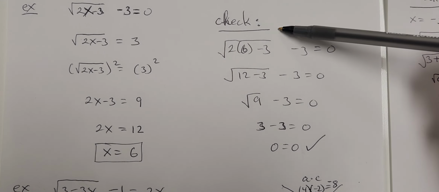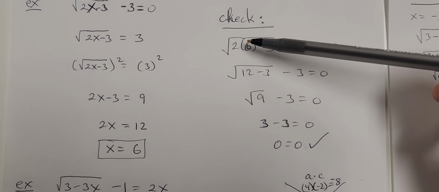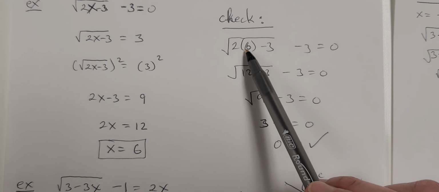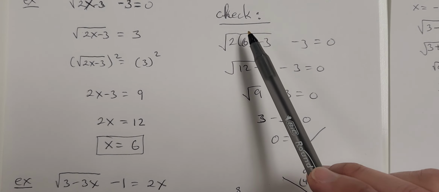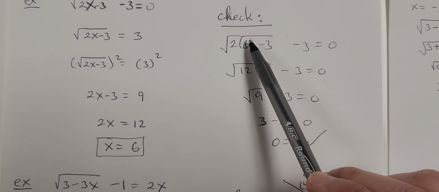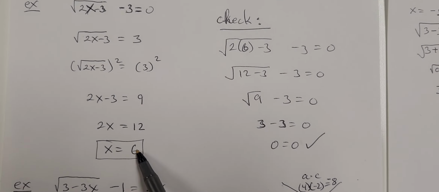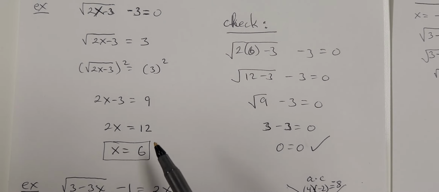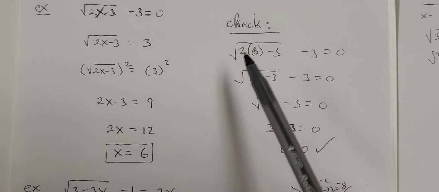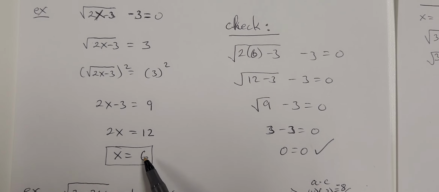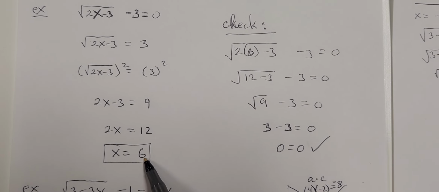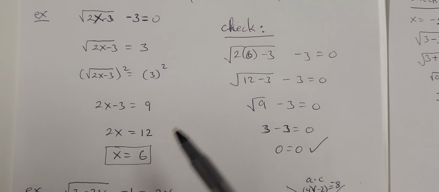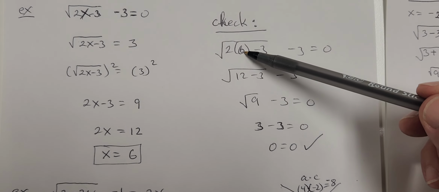So here's my check. Here's the original equation. This used to be an x, so I plug 6 in. Where did I get this 6? It's from the solve. Now I want to make sure that this 6 is true or false. So plug the 6 in.